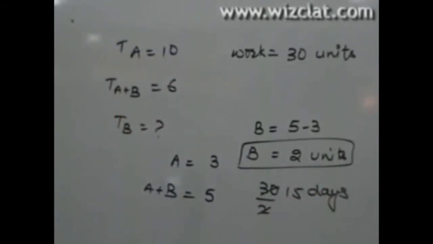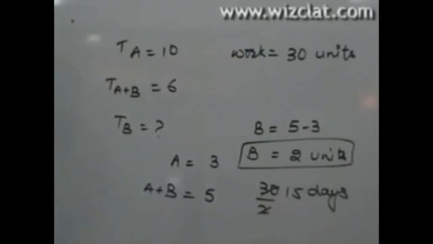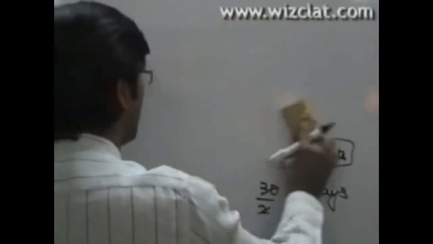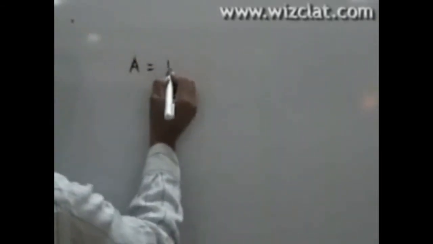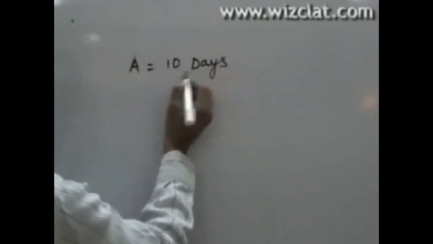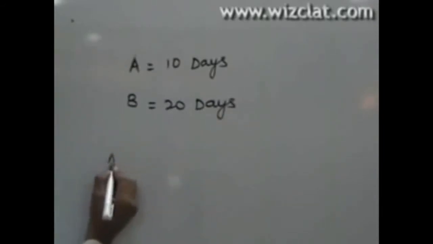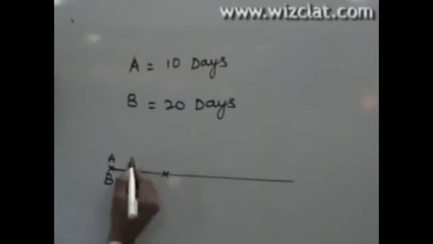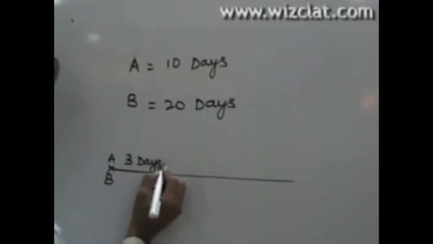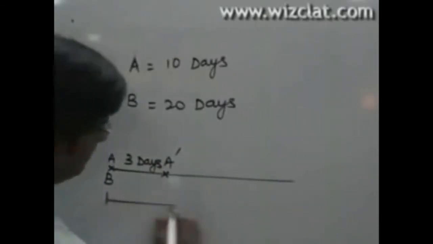So this is one simple concept which we can apply not only to this situation but to many more situations where the questions come up with certain conditions. For example, A can do a piece of work in, let us say, 10 days. B can do the same piece of work in, let's say, 20 days. They both started working together on a project. After 3 days, A left. Now the remaining work was done by B alone.